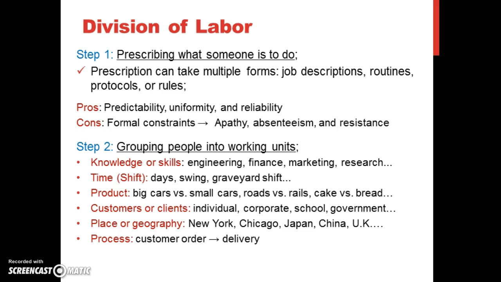But it should be noted that there are pros and cons to strict division of labor. Higher degrees of constraints on workers' roles will lead to predictability and uniformity. Workers can clearly understand what their goal is and concentrate on achieving their specific task. On the other hand, too many constraints on workers' roles might lead to apathy, absenteeism, and resistance.